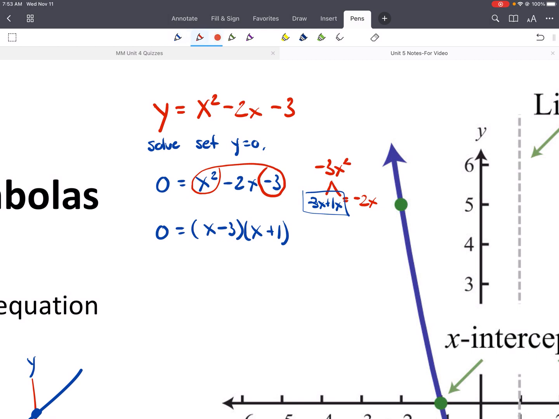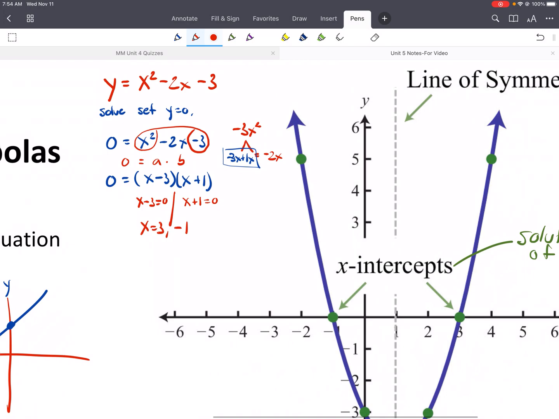Okay, and then again we'd use the zero product property, which means if we're multiplying two things and it gives us a 0, then either A has to be 0 or B has to be 0. So either x minus 3 has got to be 0 or x plus 1 has got to be 0. And then we'd end up getting our solutions. We'd solve for x, and we'd get x equals 3 and negative 1.